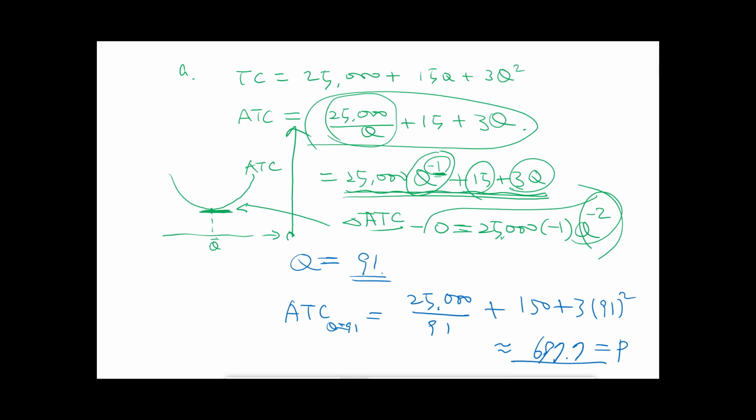Question B, what is the firm's monthly output? Well, we already found Q equal 91 when we were trying to find the answer for question A. So good for you, you found the two answers at the same time.